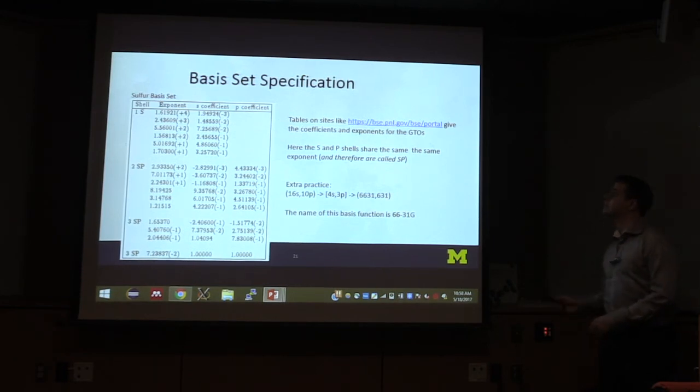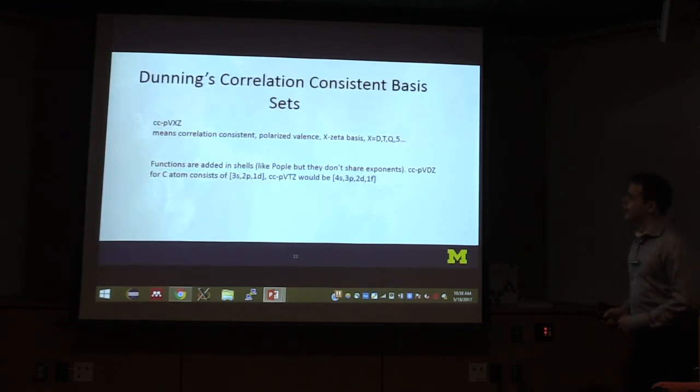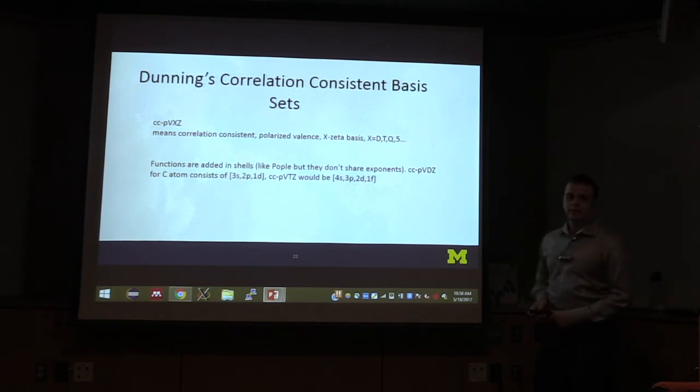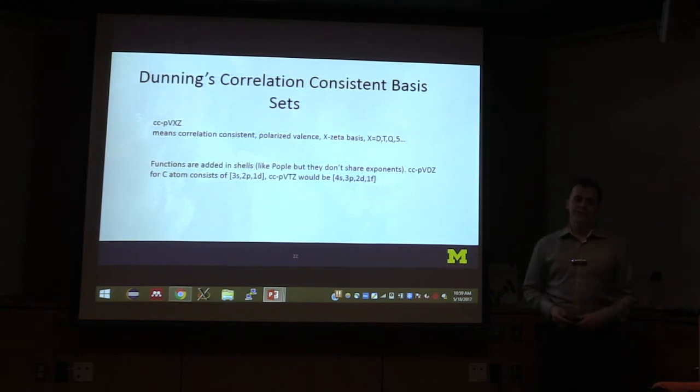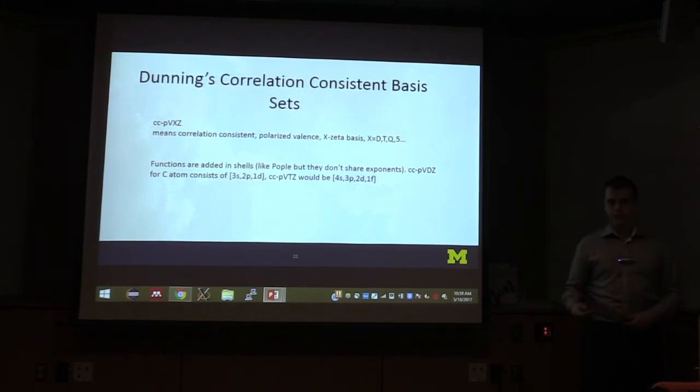All right, another popular basis set that people use is the Dunning's correlation consistent basis set. If you recall at the beginning of this talk, I said that the different basis sets are formulated differently. For example, the Pople basis set uses Hartree-Fock. Well, the Dunning basis set uses CISD calculations to determine the coefficients and exponents of the Gaussians.